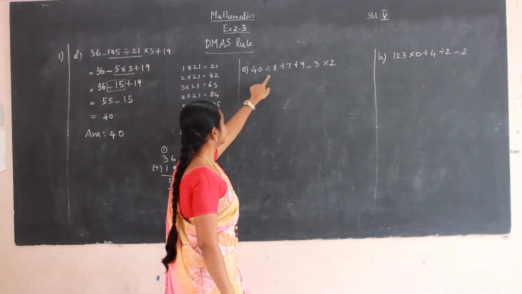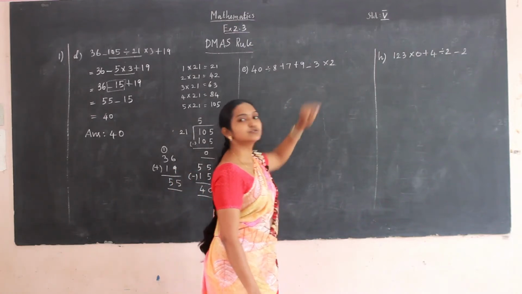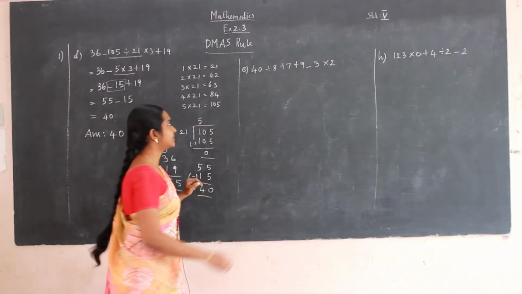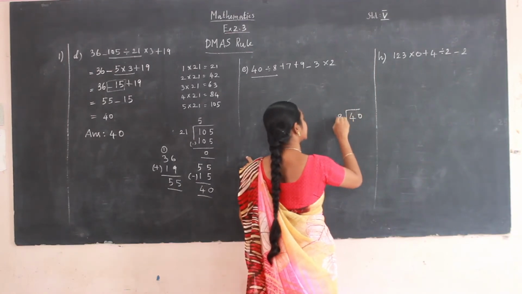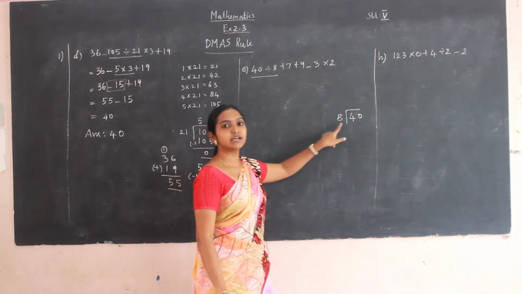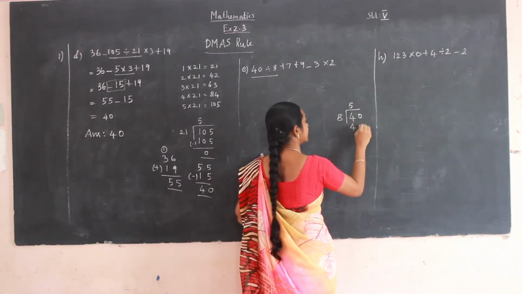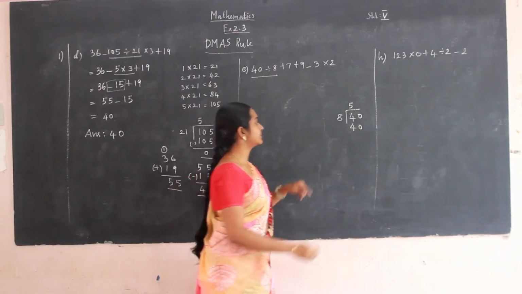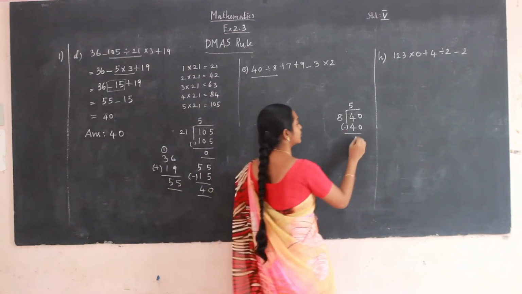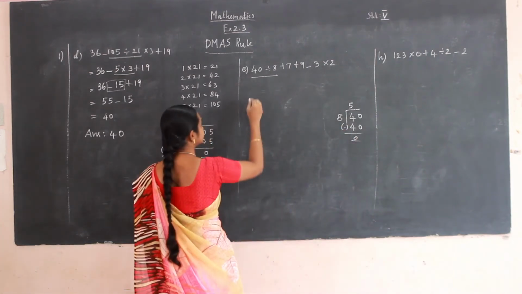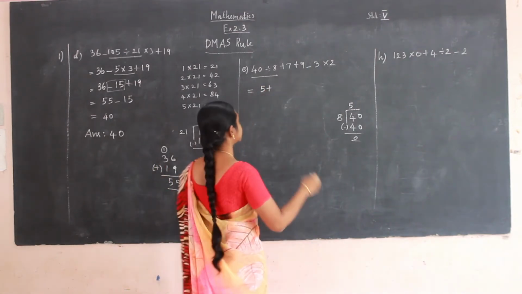Next, 40 divided by 8 plus 7 plus 9 minus 3 into 2. According to the rule, we have to divide first. So divide 40 and 8. We know that 5 into 8 equal to 40. 5 8s are 40. Now subtract these two numbers. 0 minus 0 is 0 and 4 minus 4 is 0. So the answer is 5. 5 plus, write the remaining numbers as it is.